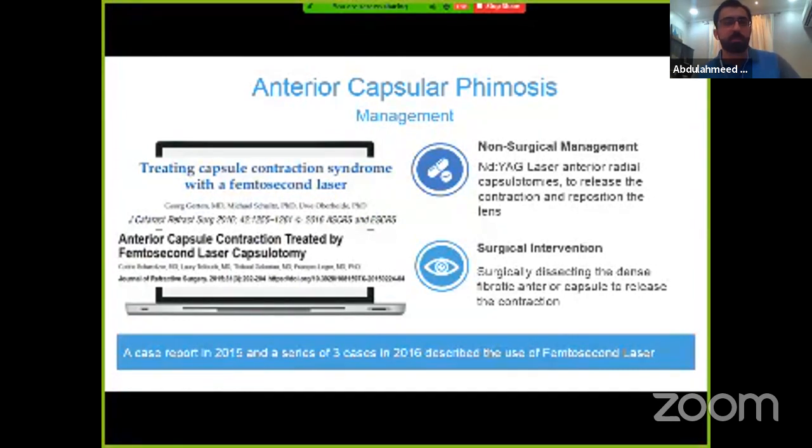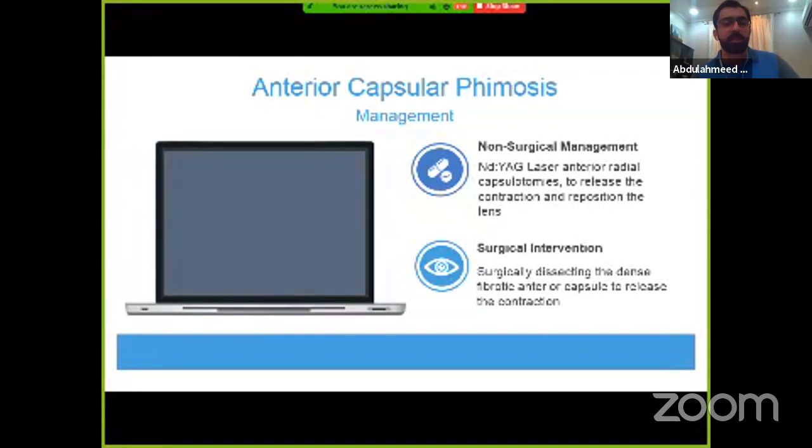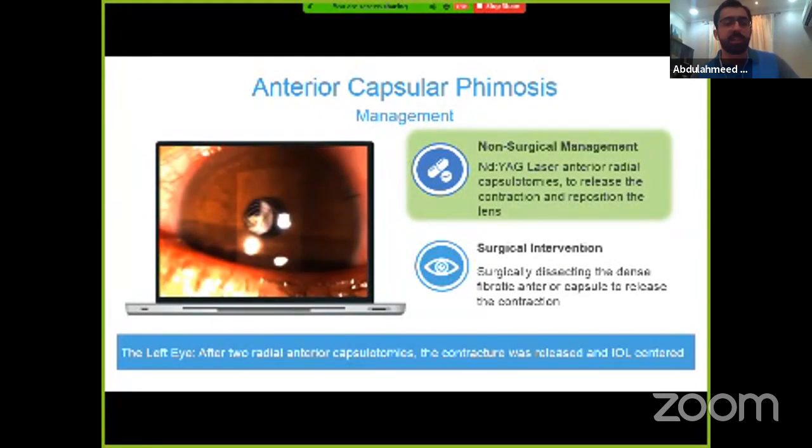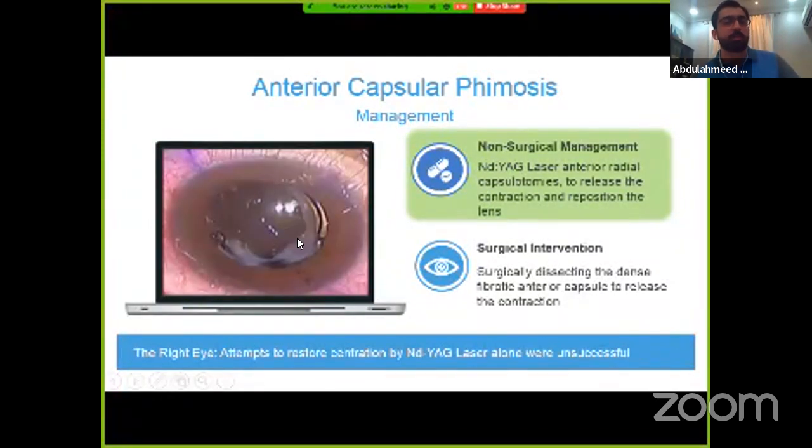So in our case, this is what we started with. We went for YAG laser anterior radial capsulotomies. For the left eye, this was very helpful. After only 2 radial cuts nasally and temporally, the IOL popped back into place and the haptics unfolded. At 1 week, as you can see in this picture, the IOL was well centered and the patient was much better symptomatically.